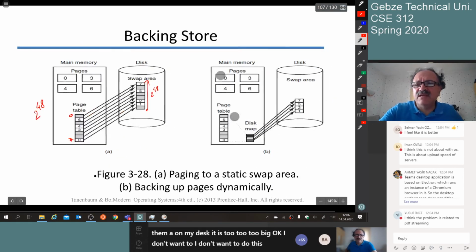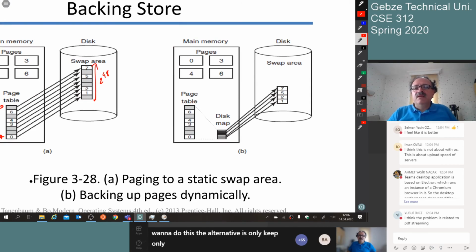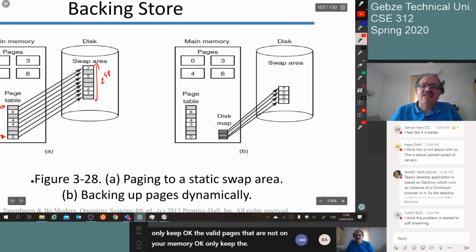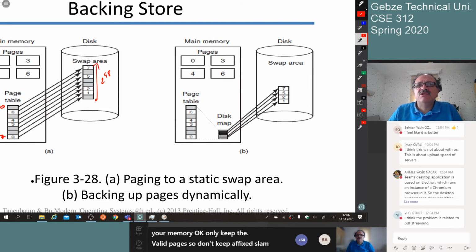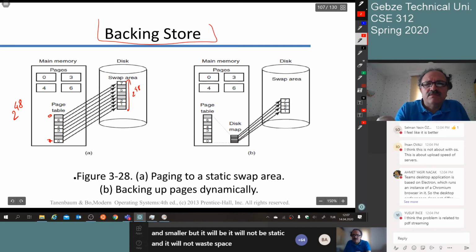The alternative is to only keep the valid pages that are not in your memory. Only keep the valid pages. So don't keep a fixed swap area. Your swap area will be much smaller. It will dynamically get larger and smaller, but it will not be static, and it will not waste space. This is called backing store on your disk.